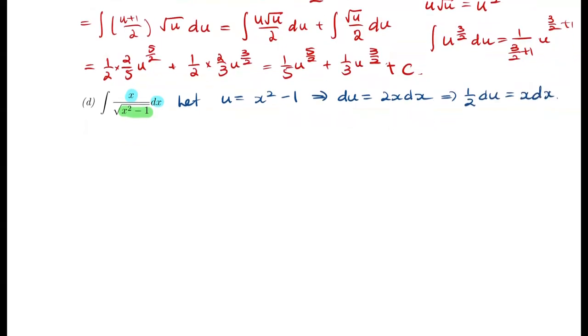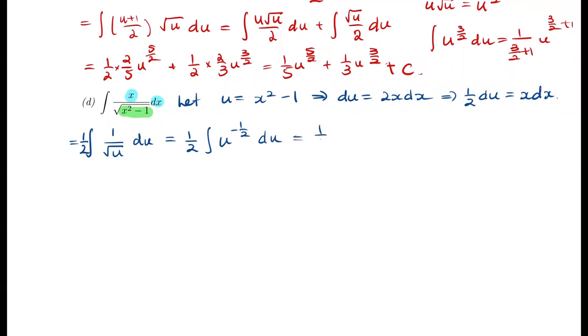So putting everything together, we would just have the integral. So x dx becomes half du. I'm going to bring the constant half to the outside. And then so we have 1 divided by root u du. Okay, so that means now I have a half. This is also the same as the integral of u to the negative 1/2 du.